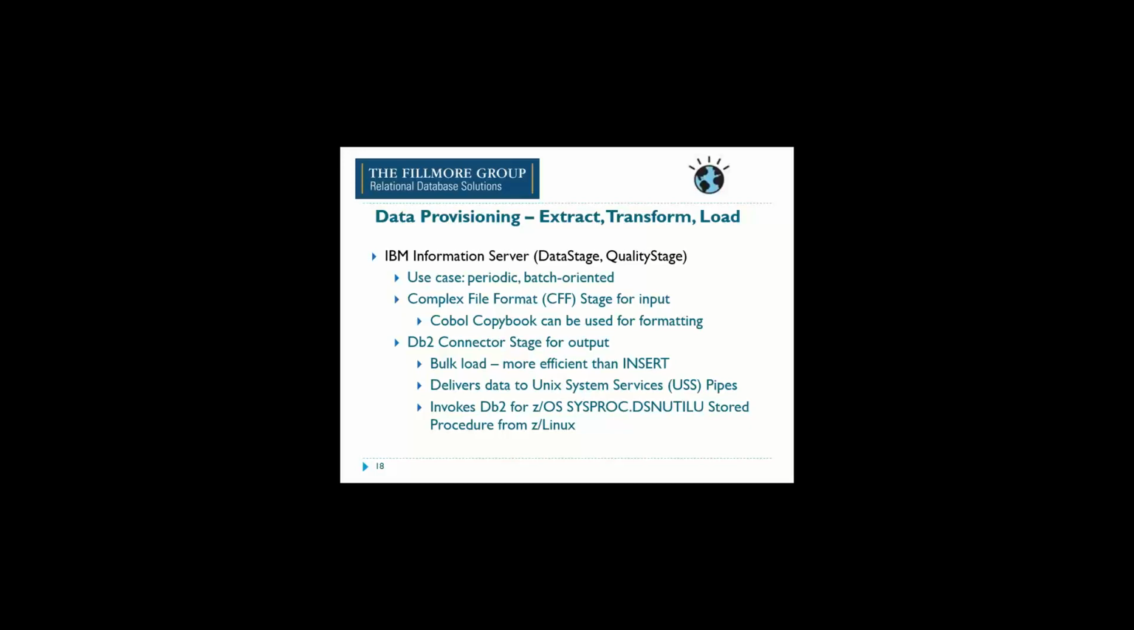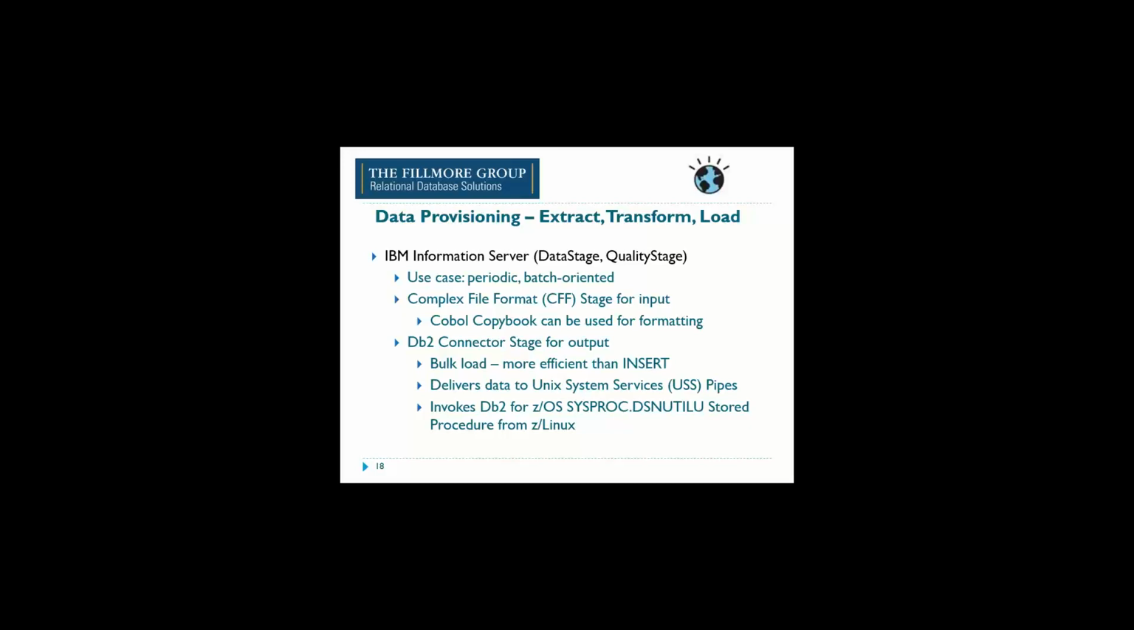One is traditional extract, transform, and load, or ETL. And a tool that we looked at and may yet use is IBM's Information Server, known by its components, DataStage and QualityStage. This was an IBM acquisition about two decades ago, still a very robust platform for ETL. It was one of the products that was rated in the Gartner study that Kim referred to in her presentation. The use case is periodic or batch-oriented movement of data. My data changes once a day.